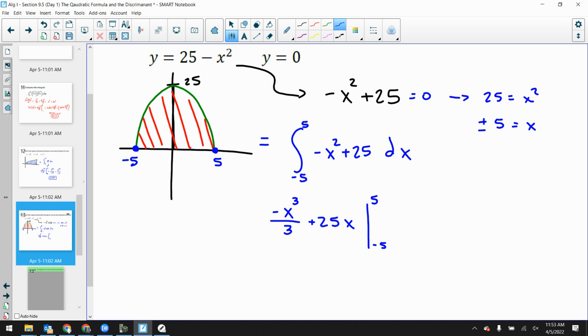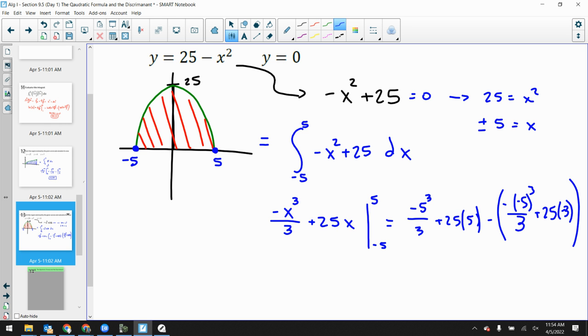Top minus bottom, f of b minus f of a, that's negative 5 to the third over 3 plus 25 times 5, not 3. Minus the whole chunk of negative 5 to the third over 3 plus 25 times negative 3. Just plug. Oh, why did I do 3? Why did I do 3 again? I got 3 on the brain. Negative 5.